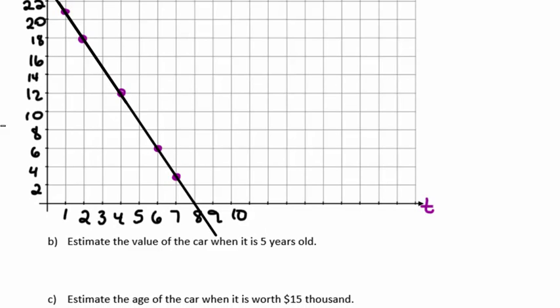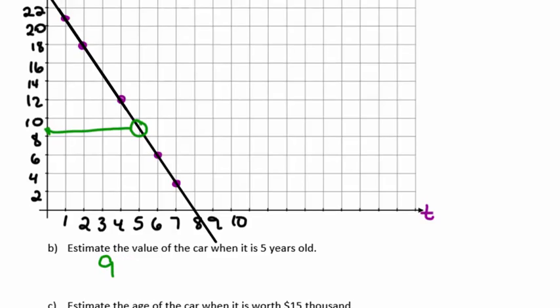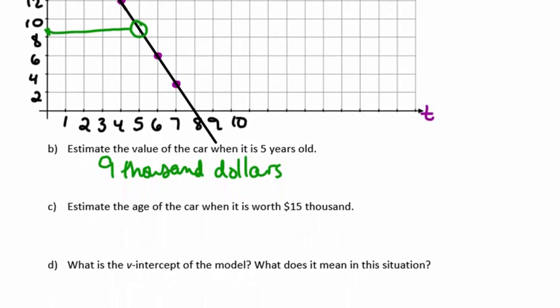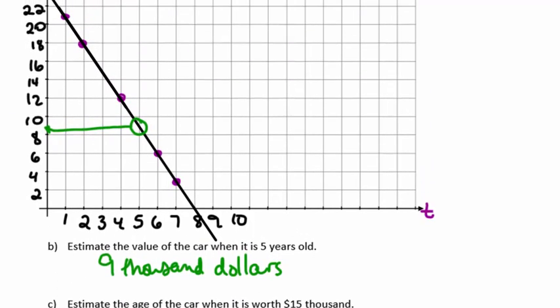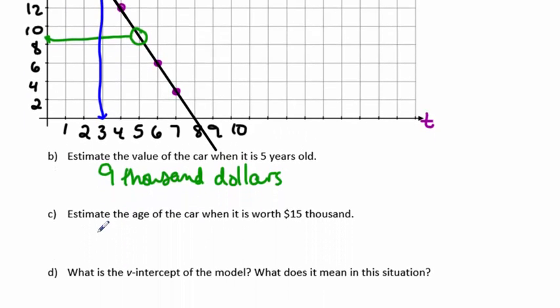Estimate the value of the car when it is 5 years old. So when the car is 5 years old, we're going to look at its age, T. 5 years old is going to correspond with this value right here, which seems to be about 9. So the value is going to be $9,000. In part C, we want to estimate the age of the car when it is worth $15,000. So I'm looking for $15,000 on the axis and figuring out what year that is. So that corresponds to 3 years. So the car is 3 years old.